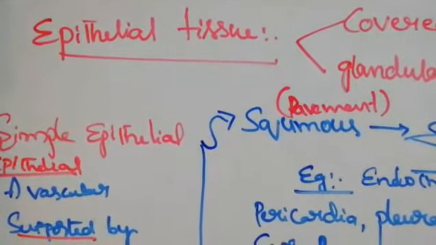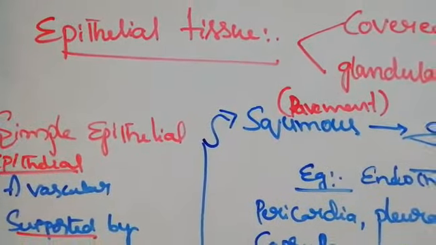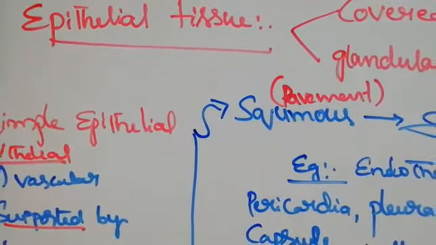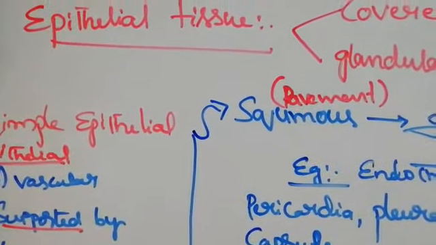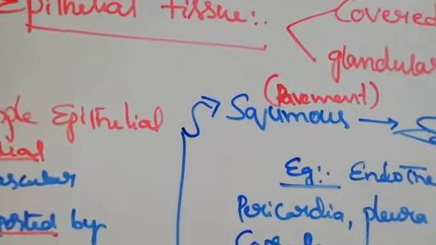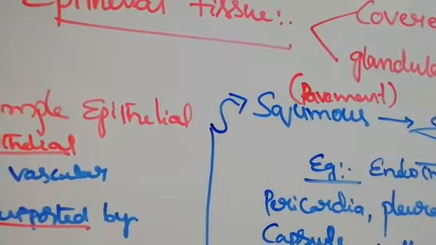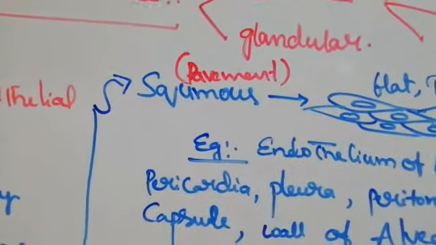Next topic is the epithelial tissue. Epithelial tissue is the tissue which is covering the body cavity, and it also covers the organs inside and outside. So that's why epithelial tissue is also called the covering tissue. And some epithelial tissue secretes a special secretion. Those are called the glandular tissue.